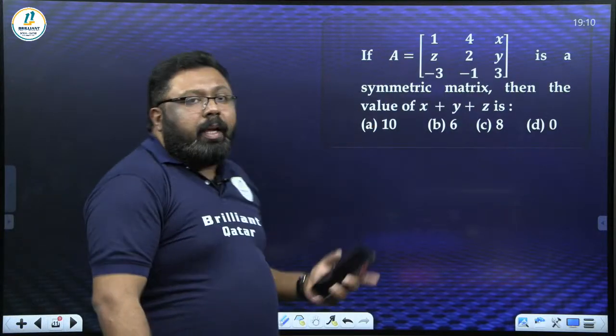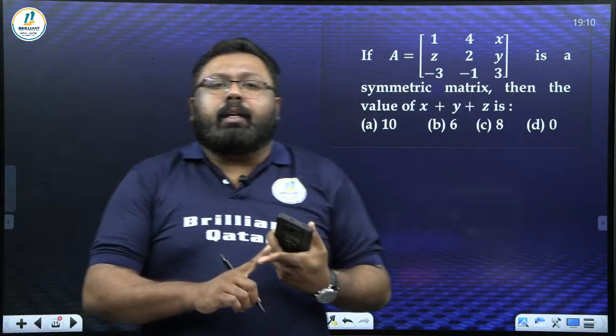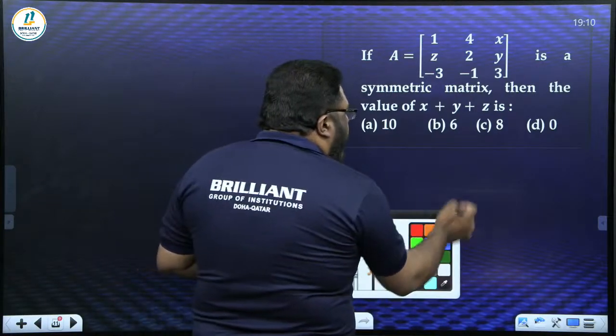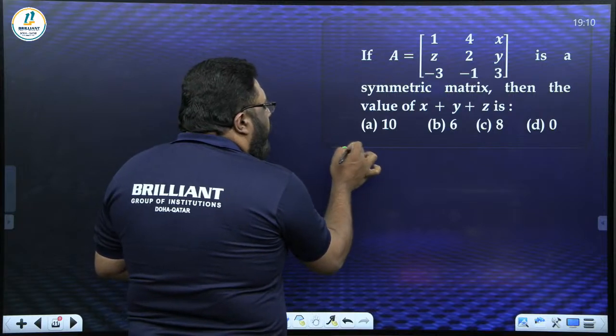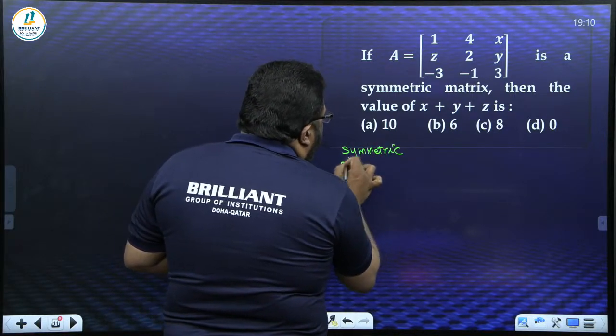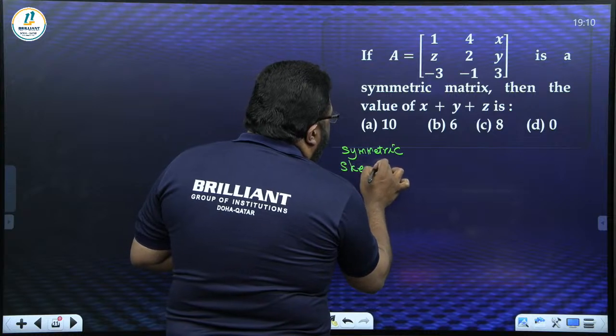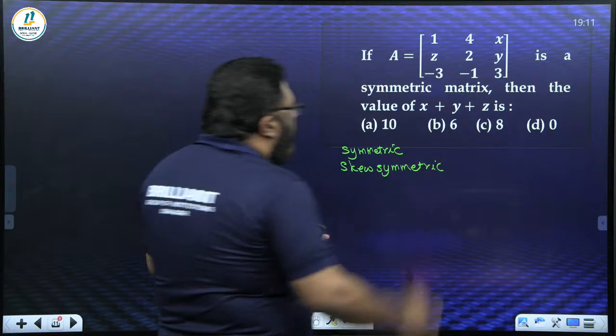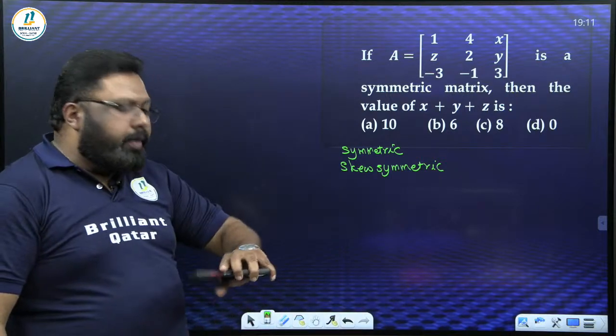Next, yes, coming. Another pattern: symmetric, skew symmetric. Now, please tell me, how would a matrix become symmetric? First of all, it should be a square matrix. To discuss symmetric and skew symmetric, the matrix should be a square matrix. Now please tell me, what is the condition for a matrix to become symmetric?